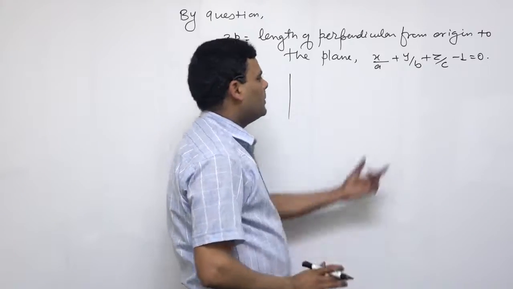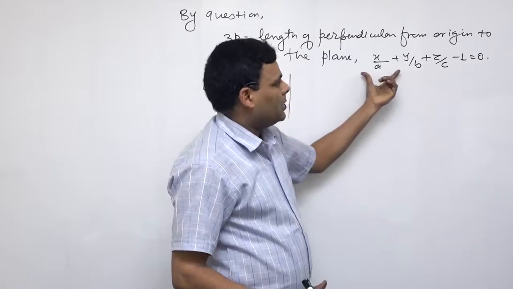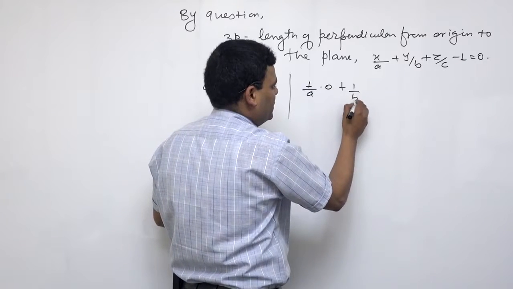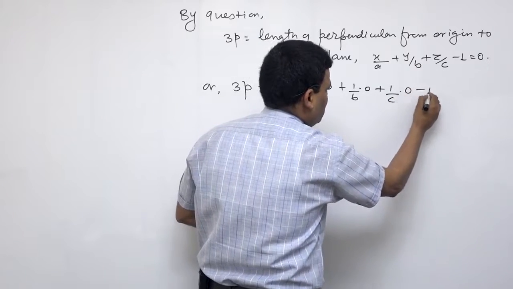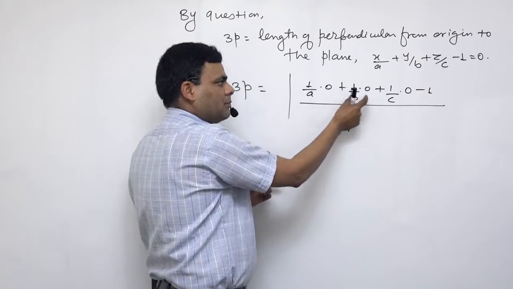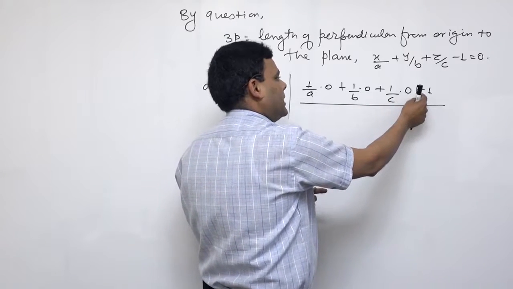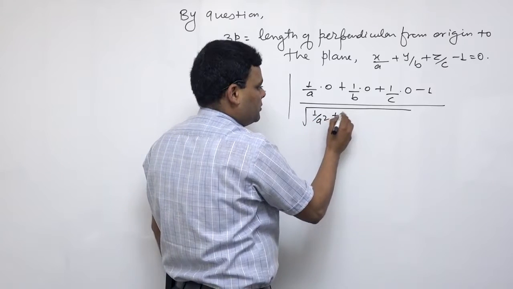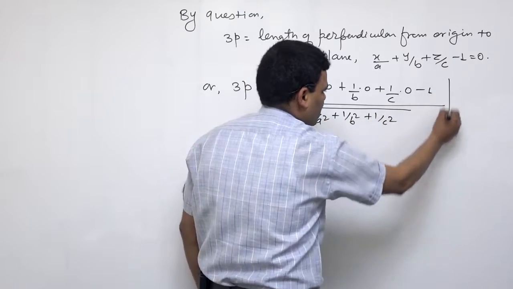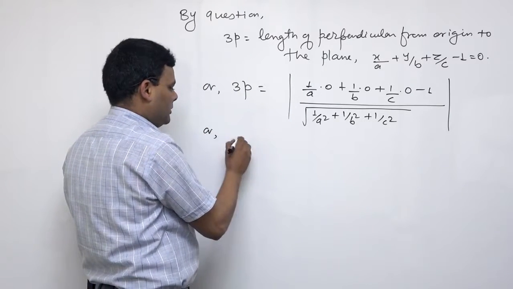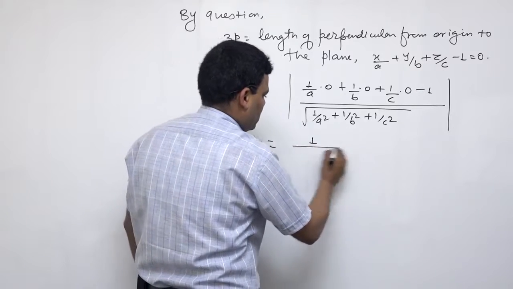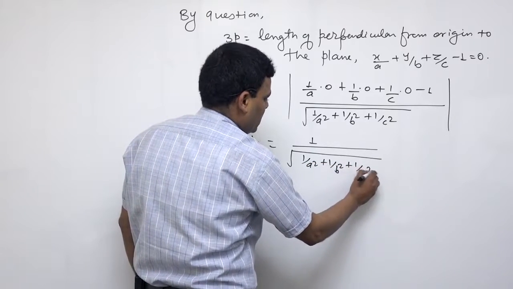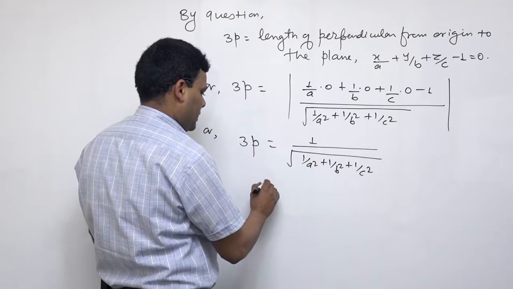Or 3p equals the modulus of the length of the perpendicular; let us apply the formula. As in the case of a line, the same holds for the plane, only a z term is added. 1 by a into 0 plus 1 by b into 0 plus 1 by c into 0 minus 1 upon root over, this is ax1 plus by1 plus cz1 minus 1 upon root over a square plus b square plus c square, that is 1 by a square plus 1 by b square plus 1 by c square, modulus, and we can take plus or minus as well. So 3p equals 1 upon root over 1 by a square plus 1 by b square plus 1 by c square.